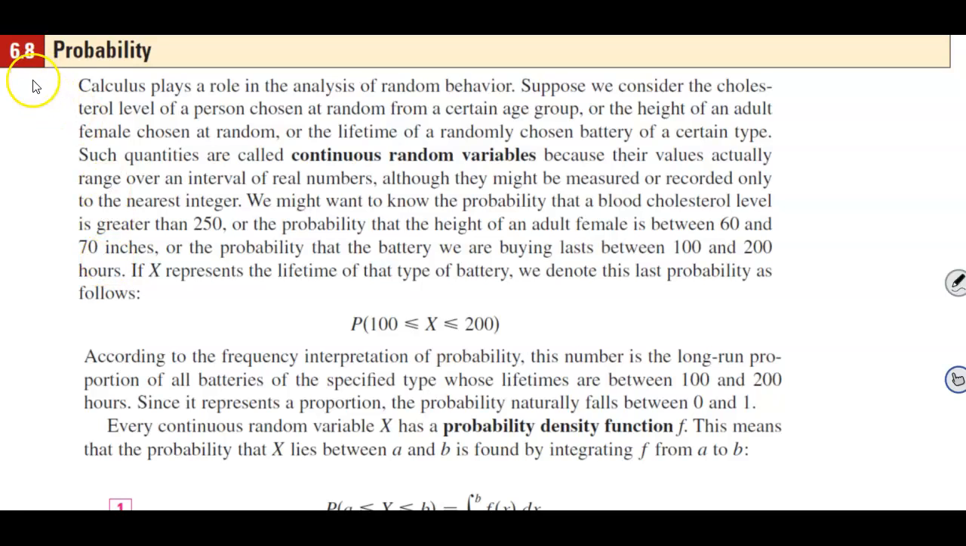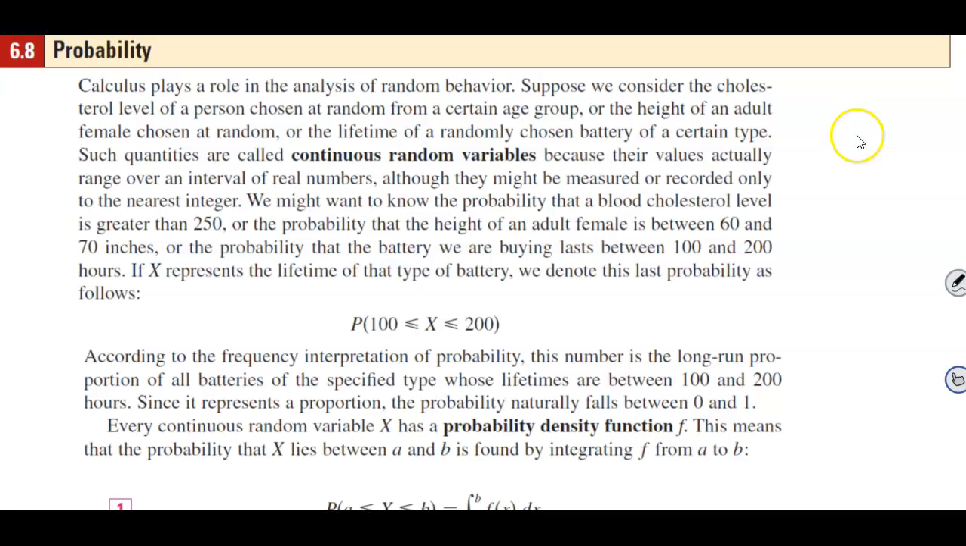In section 6.8, we're talking about probability. Calculus plays a role in the analysis of random behavior. Suppose we consider the cholesterol level of a person chosen at random from a certain age group, or the height of an adult female chosen at random, or the lifetime of a randomly chosen battery of a certain type.